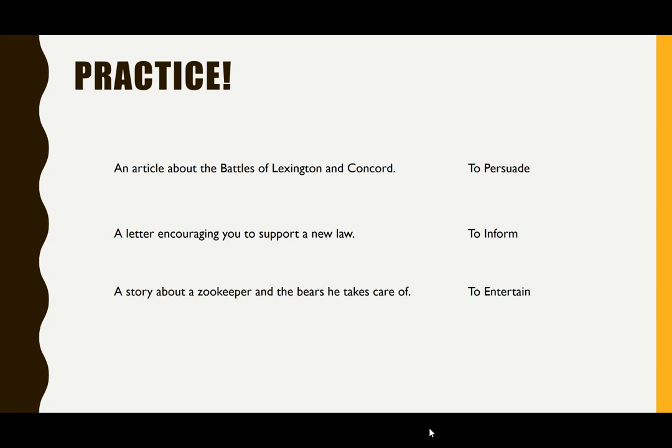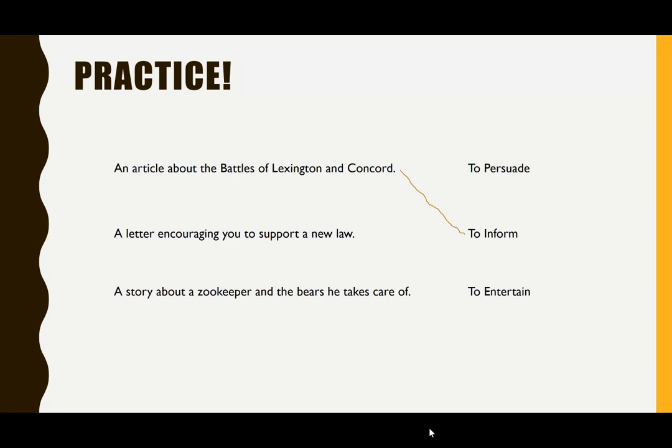So we're going to do a quick practice. On the left side, you see a few examples. On the right side, you see the different types of author's purpose answer choices. So first, an article about the battles of Lexington and Concord. What kind of author's purpose are you going to see in this text? To inform. So it's informing you about those battles.